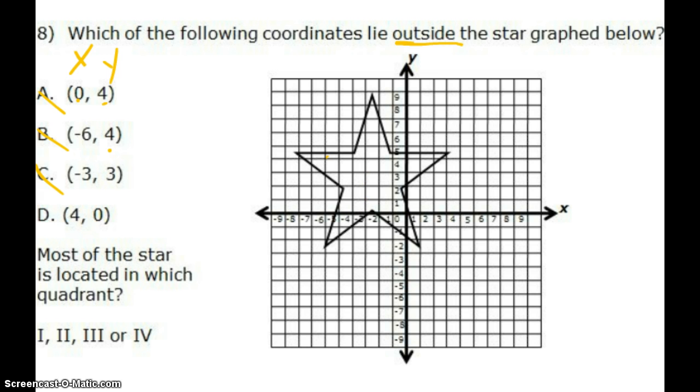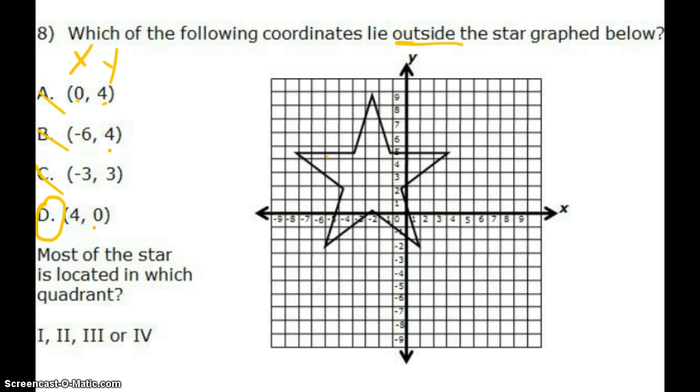So let's check D, make sure we didn't make a mistake somewhere. 4, 0. So positive 4 tells me to go to the right. 1, 2, 3, 4. And 0 tells me to move up or down 0 spaces, so I don't move at all. So that point, 4, 0 is right here, and it is outside the star. So that is the correct answer.